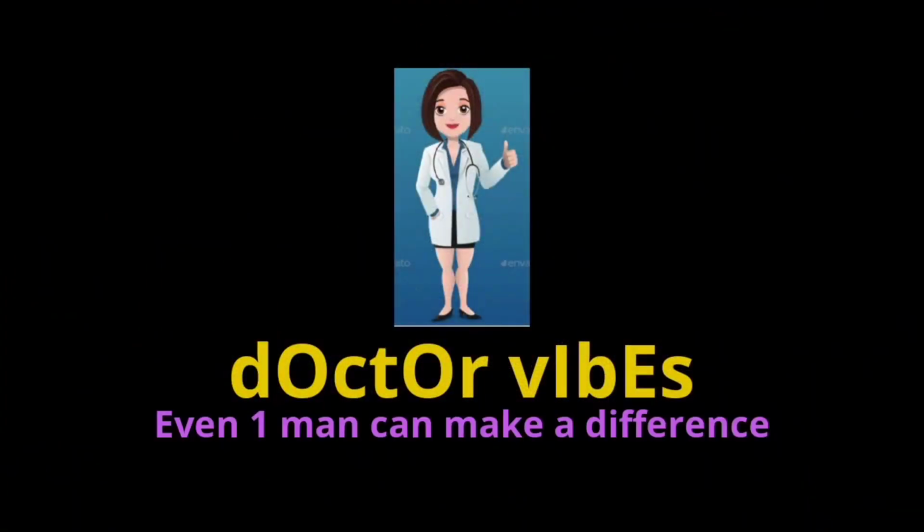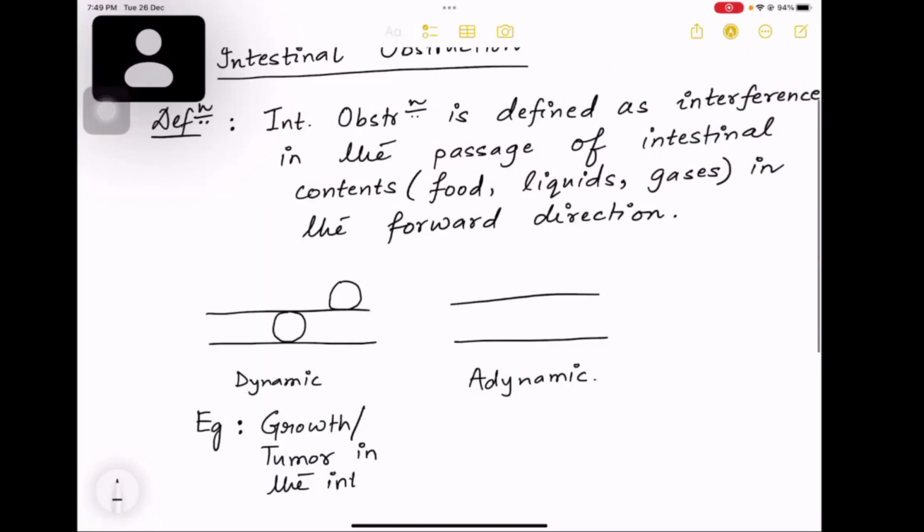Dr. Vibes, a learning point. In this video, we will study about intestinal obstruction. So first, let us describe what intestinal obstruction is. It is defined as the interference in the passage of intestinal contents, that is either food, liquids or gases, in the forward direction.